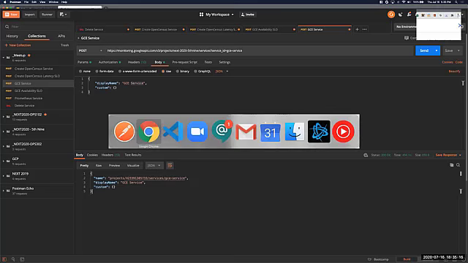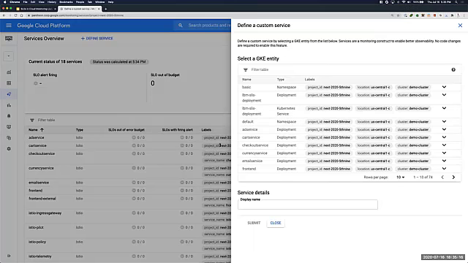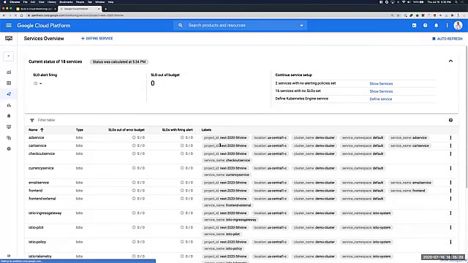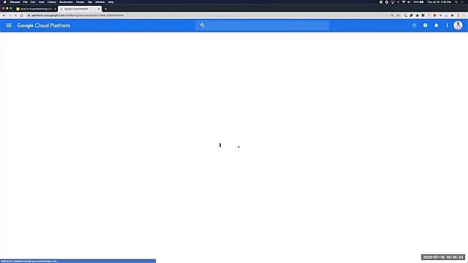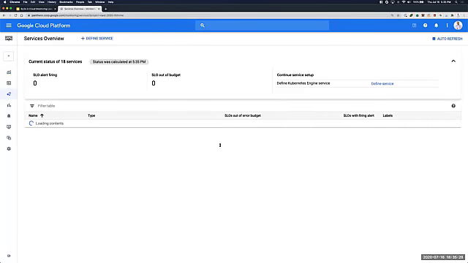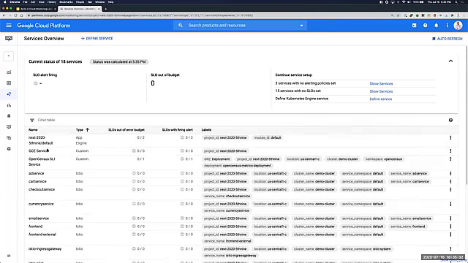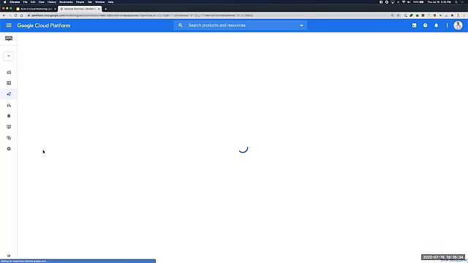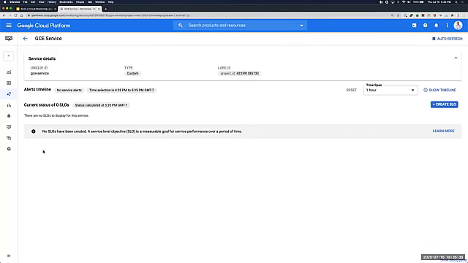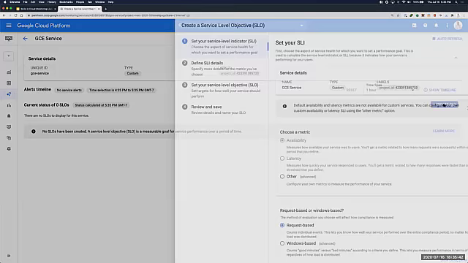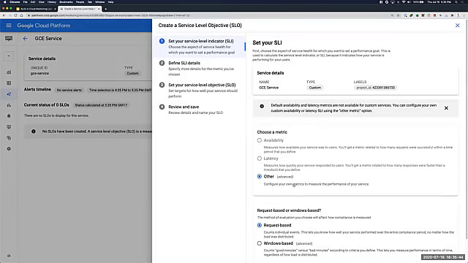Now when I go back to services and refresh this page, it'll probably take just a second. Now I sort by type. There's my custom service, my GCE service. You can see it doesn't have any labels or anything like that. No SLOs are created. It's literally just a shell. And then from there, I can again create an advanced SLO for that.